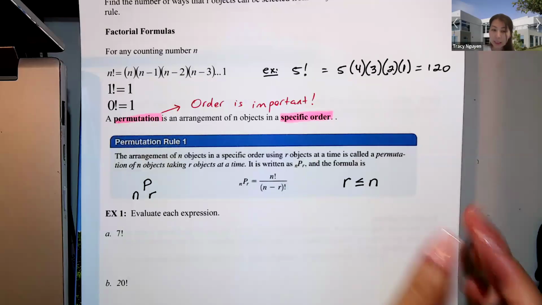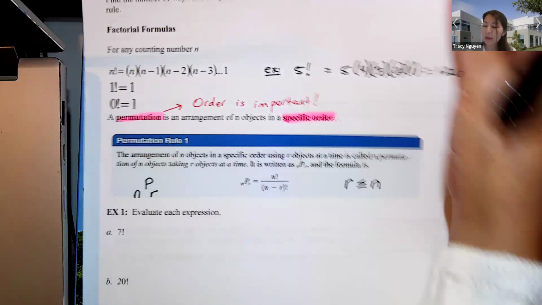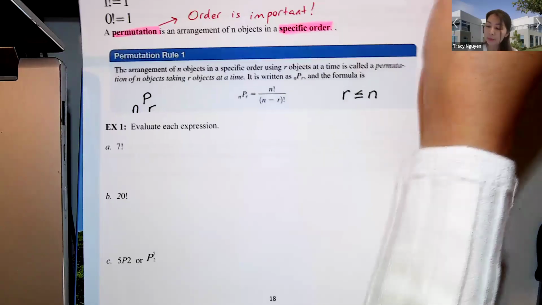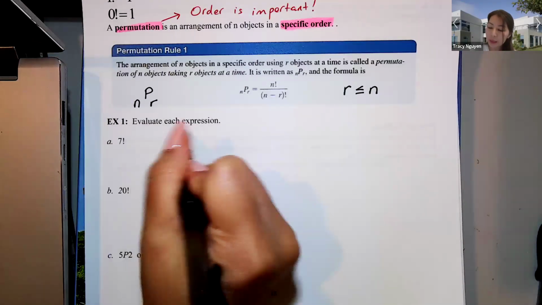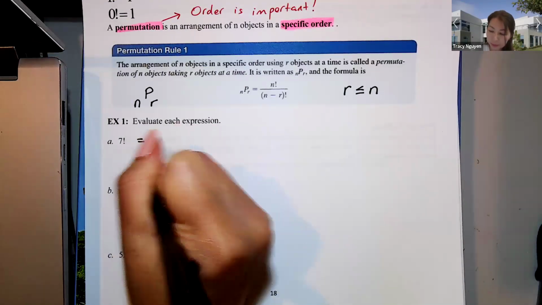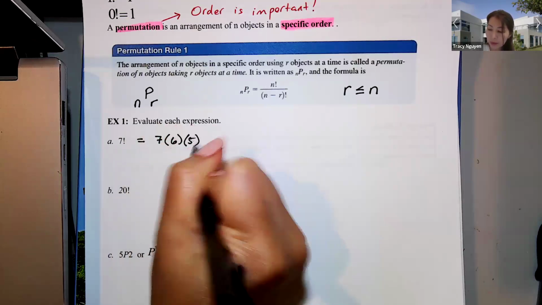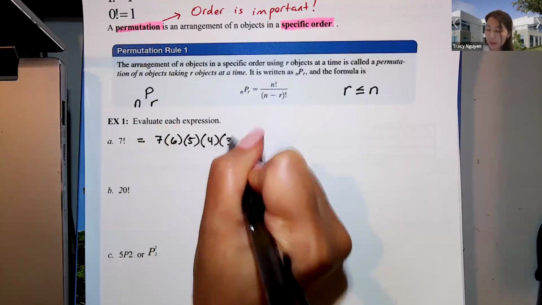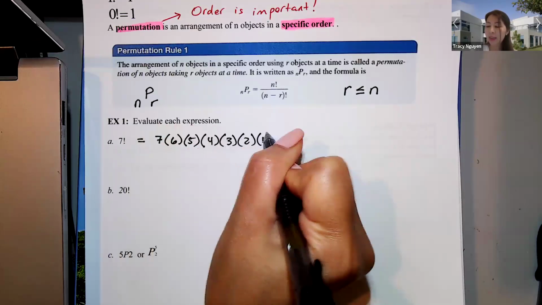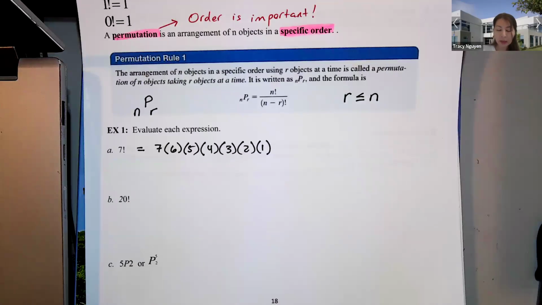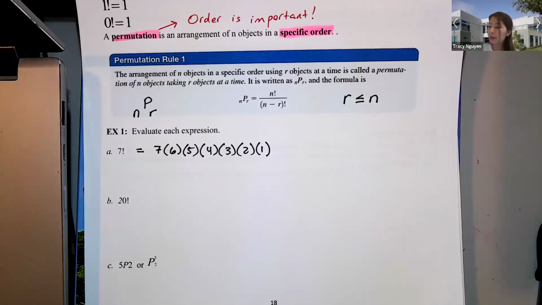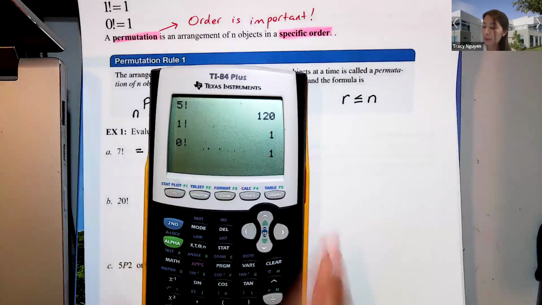All right. So let's see how we can evaluate this problem. Let's evaluate 7 factorial, meaning 7 times 6 times 5 times 4 times 3 times 2 times 1. This is the definition of factorial. One way we can do it is just apply the definition, 7 times 6 times 5 times 4 times 3 times 2 times 1.